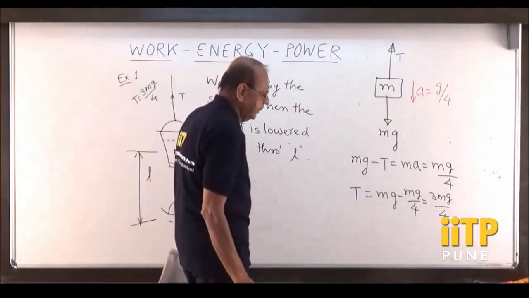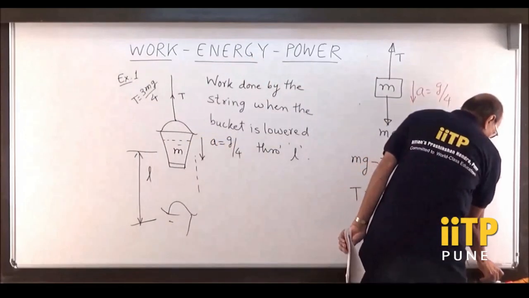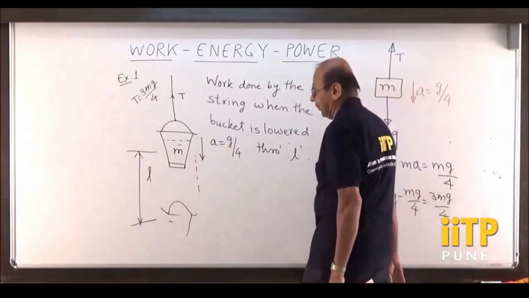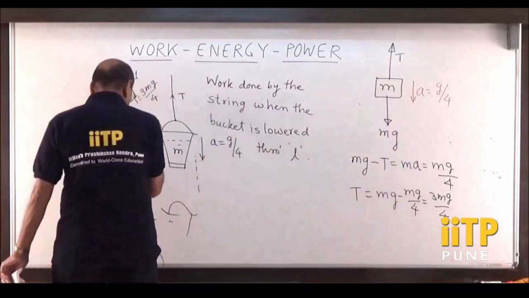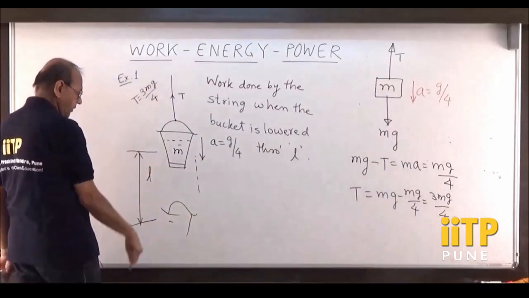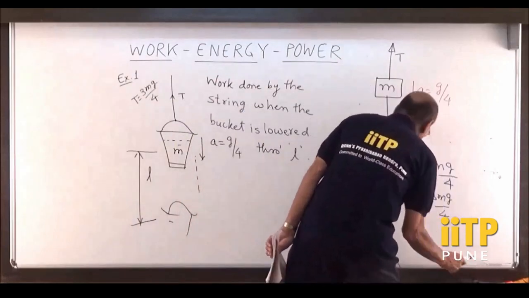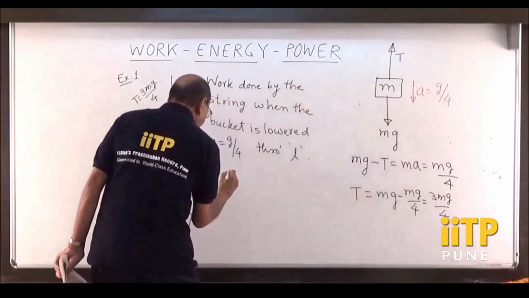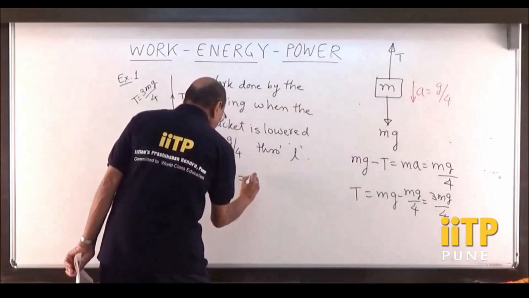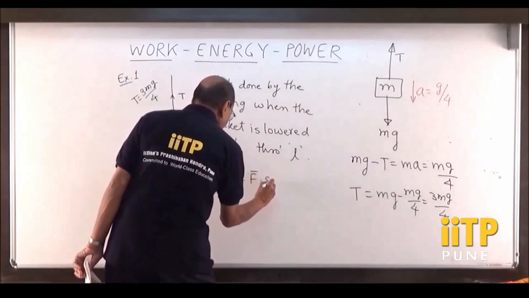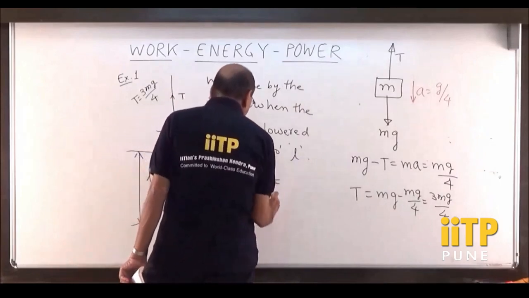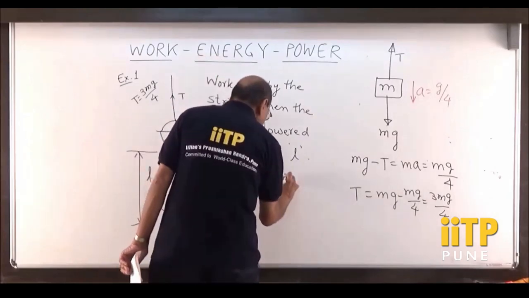So the work part I have now really calculated. I have calculated the force which is upwards. I have been given the displacement which is downwards. I know the formula for work done. So work done is equal to F dot S. In our case, force is upwards, which is 3 mg by 4.